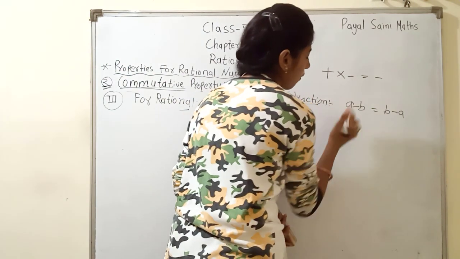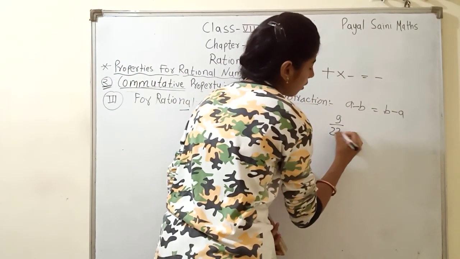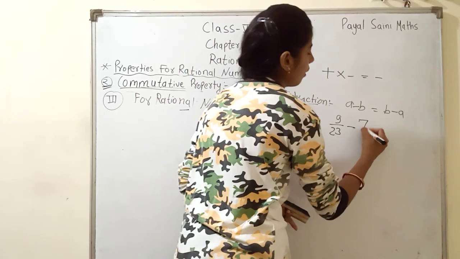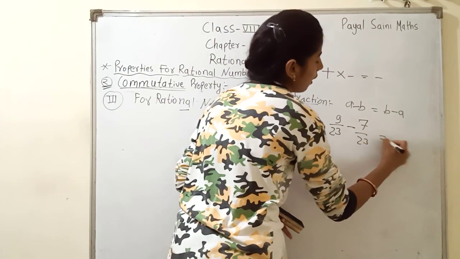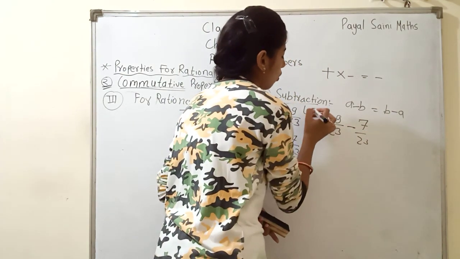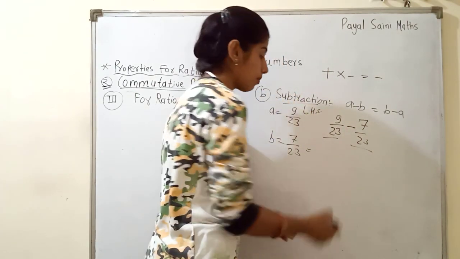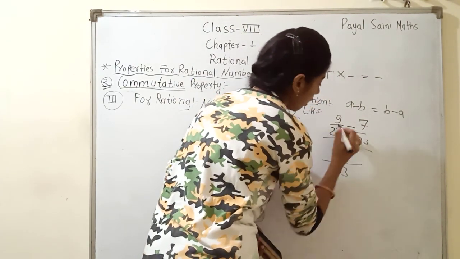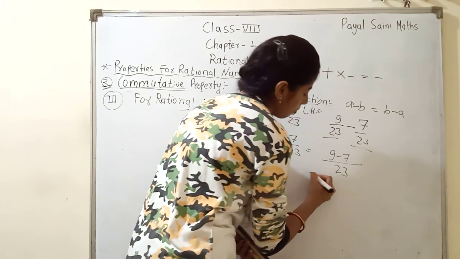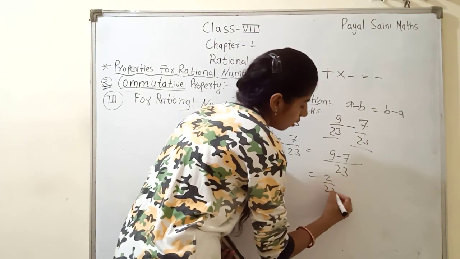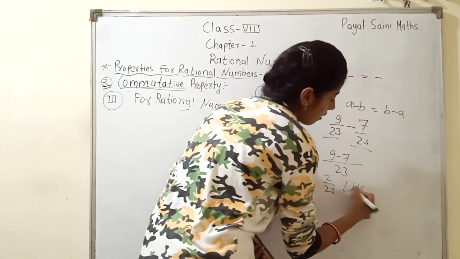Then first, a value we put here: 9 by 23 minus 7 by 23, and it is the left hand side. First we solve only the left hand side. We know that the denominators are the same, so it's simply 23, 9 minus 7. 9 minus 7 is 2 by 23. It is your left hand side answer.